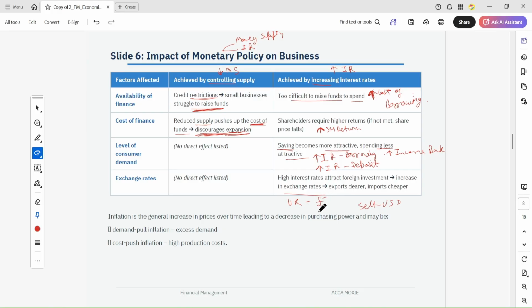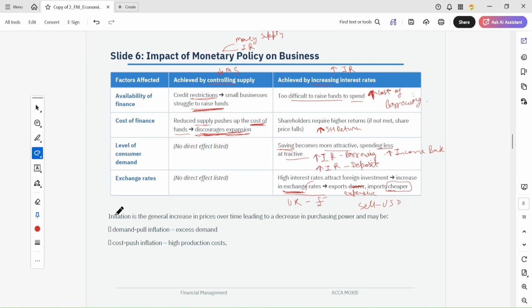And when you buy the UK pound, the demand for the UK pound will increase. When the demand for the UK pound increases, the exchange rate for the UK pound will increase. Okay, so when the exchange rate increases, the export becomes expensive, and import becomes cheaper, because your country's UK pound is stronger, so you can buy cheaper products from outside. Okay.